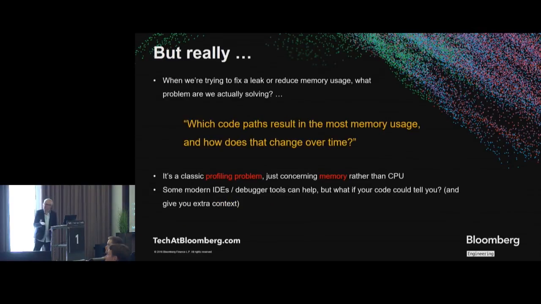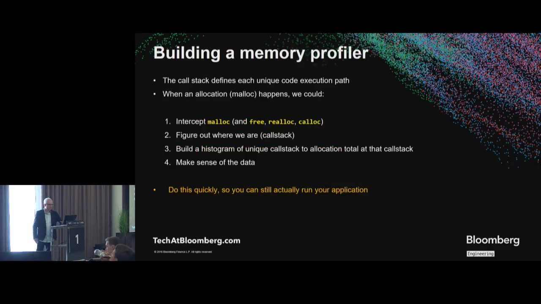So what we're trying to do when we're trying to fix a memory issue is answer this question: which code paths result in the most memory usage, and how does that change over time? It really is a classic profiling problem, just concerning memory. As I say, some modern IDEs and debugger tools can help, but if your code can tell you, it can also add extra context that tells you more about that memory.